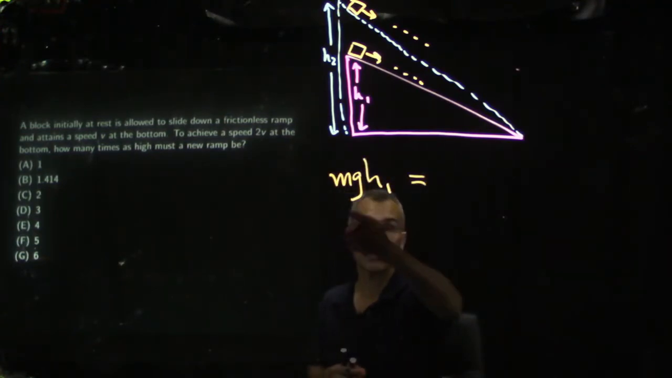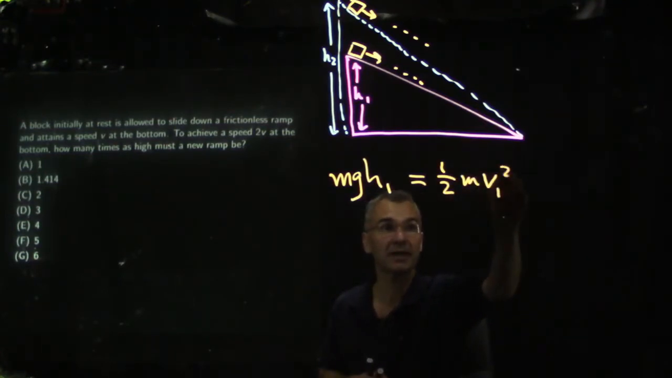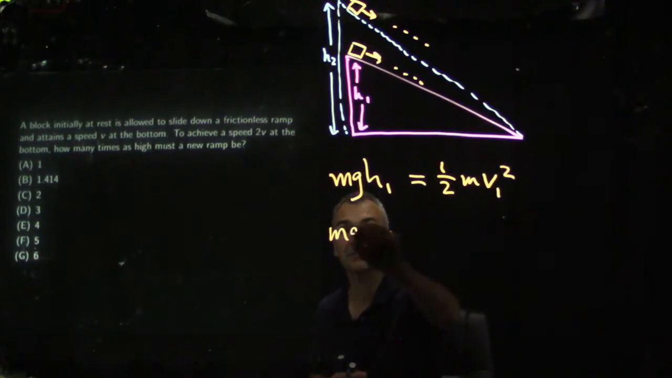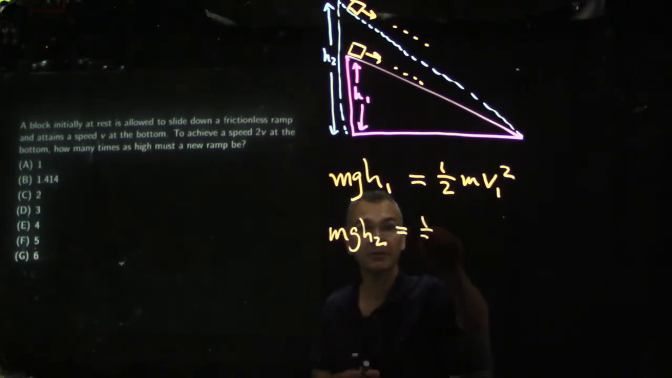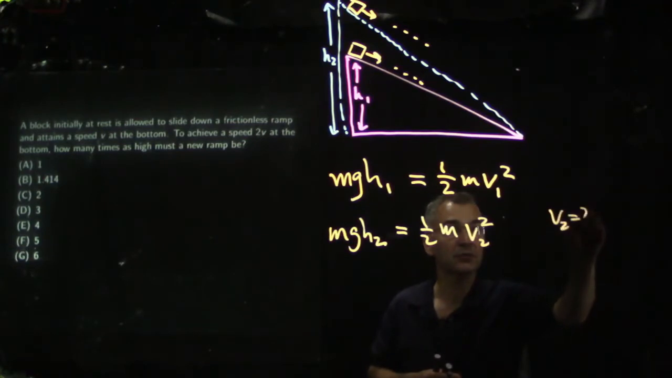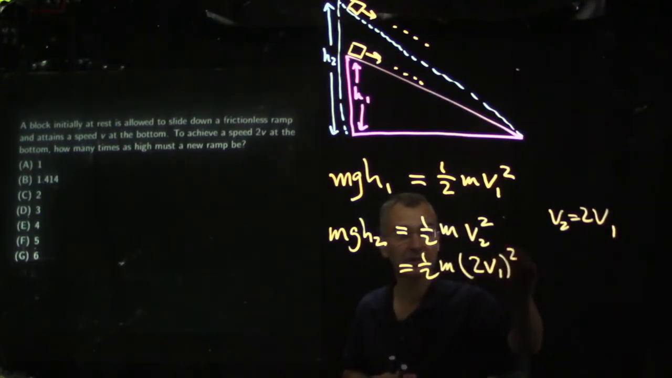mgh1 at the top of the hill, and by the time we get to the bottom of the hill, that has been transformed into 1/2 mv1 squared. And now we want to have another hill which is higher, mgh2, and that's going to be transformed into 1/2 mv2 squared, but we know we want v2 to equal 2v1. So this is 1/2 m (2v1) squared, which somehow must equal 4 times 1/2 mv1 squared.